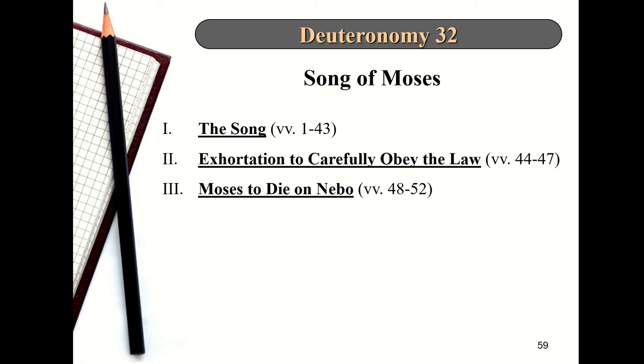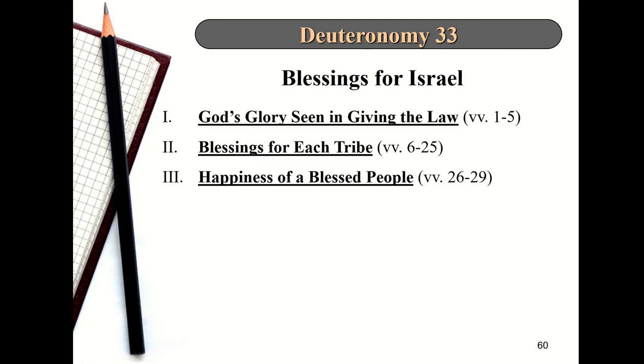Now here's the song of Moses that we just recently studied in chapter 32. It was somewhat prophetic about what's going to happen to them, but here is the song that should serve as a warning and as a witness against them. And so we see that there's the exhortation to carefully obey the law. Now that's the same thing we've been seeing in every sermon, careful obedience to the law. Then Moses is said to die, or is supposed to die on Mount Nebo. Now he doesn't die in this chapter, but God tells him he's going to die on Mount Nebo.